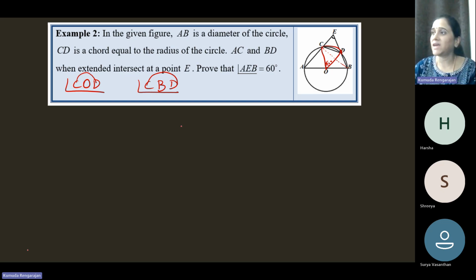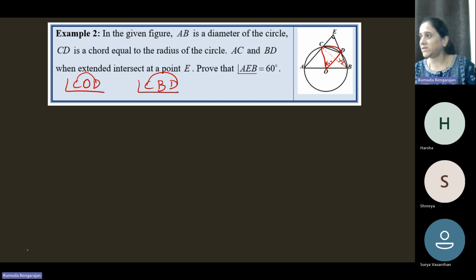The theorem is: the angle at the center is double the angle on the circumference. So if this is 60 degrees, this is 30 degrees. The angle formed on the circumference is half the measure of the angle at the center. The angle at the center is twice the angle on the circumference, of course made by the same arc.